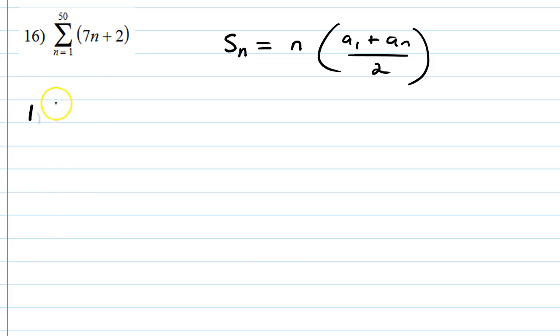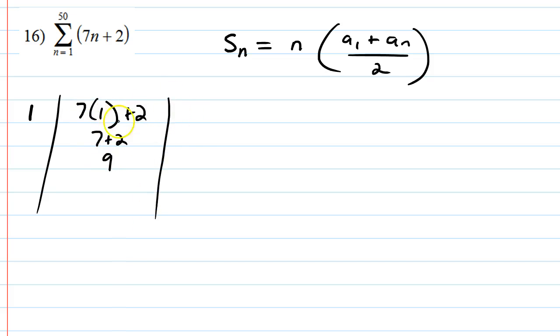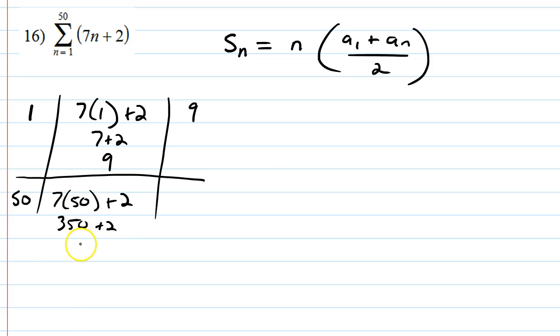So if I plug 1 into this, it would be 7 times 1 plus 2. So 7 plus 2 gives us 9. So the first term is 9. And now I plug 50 in. So 7 times 50 plus 2. So 350 plus 2 is 352. So our 50th term is 352. And so you need to plug those two numbers in to figure out the first term and the 50th term.